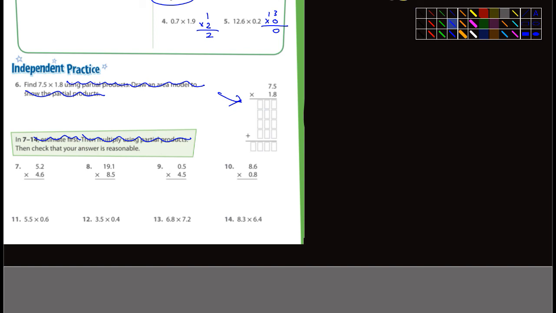Let me pick somebody online. Let's see here. Mr. Johnson. 7 through 14. Pick one of those and I'll do it. Number 11. 11 is 5.5 times 0.6. All right.